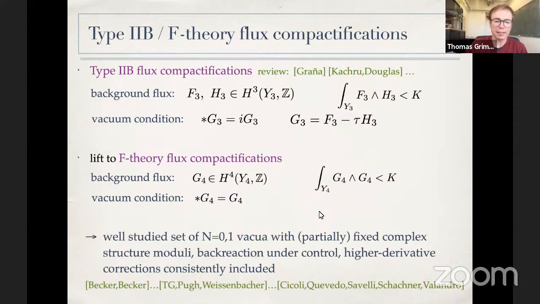I should say that these are very well-studied vacua. I mentioned this already. They have partially fixed complex structure moduli. They can also have all complex structure moduli fixed by these vacuum conditions. The back reaction is under control. Higher derivative corrections have been studied and consistently included. And I think it's fair to say that this is the best understood set of string vacua where we have an effective theory, where we have a potential, and we are confident about what we are doing.